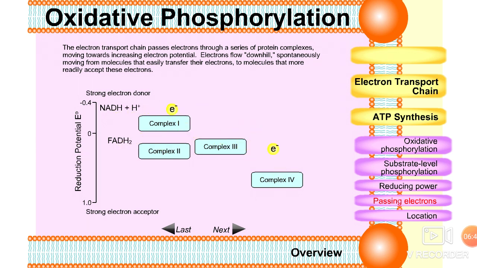Simply, the electrons from NADH plus H+ are involved in transport through complex 1, 3, and 4. And the electrons from FADH2 are involved in transportation through complex 2, 3, and 4.